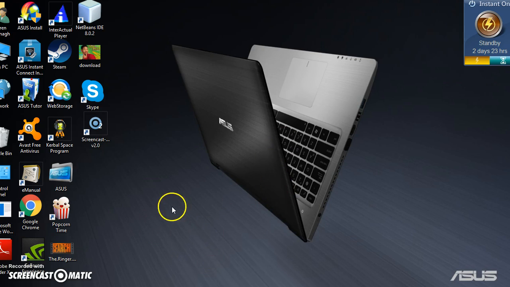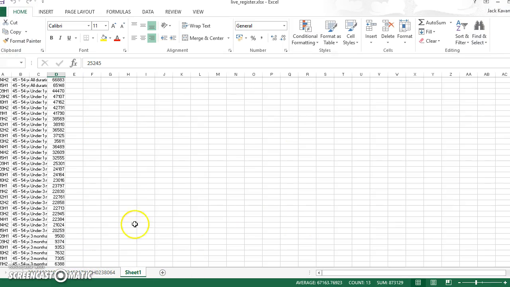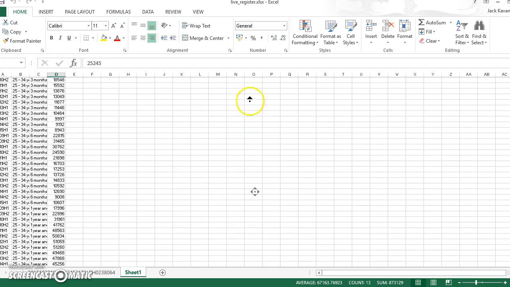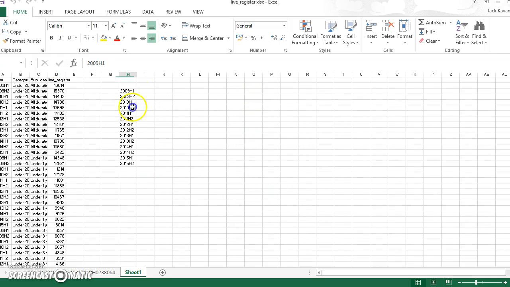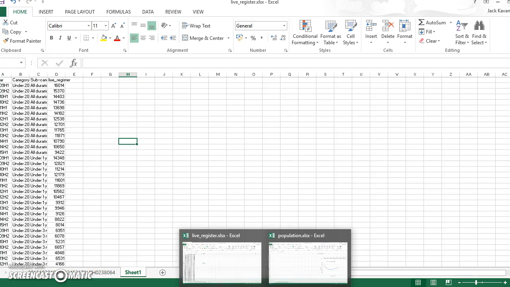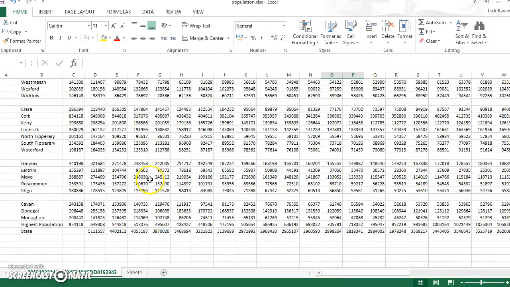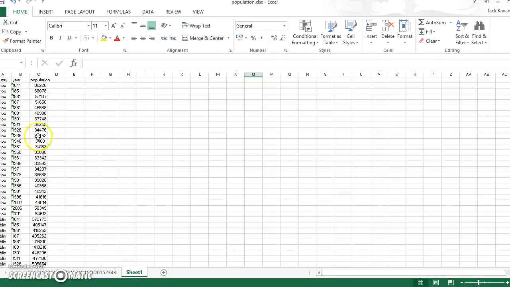Here I have my formatted live register sheet. I had to do it into four categories instead of three, because it didn't work properly with three, since you'd be missing out on all of this data here. In my population, I have it down into three, showing each county for each year with the population for every single county.